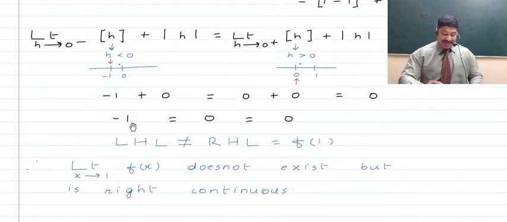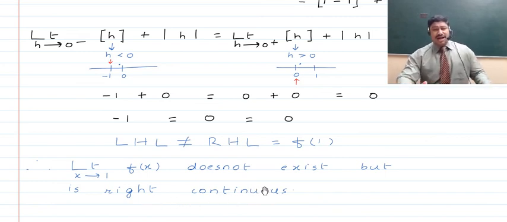As such, you find that the left hand limit doesn't match with the right hand limit, but the right hand limit matches with the value of the function at 1. Therefore limit x tends to 1 doesn't exist because left hand limit is not equal to right hand limit. But as the right hand limit is equal to the value of the function at 1, you will say that it is right continuous. So this is all guys that is there in the sum, and also in this lecture.